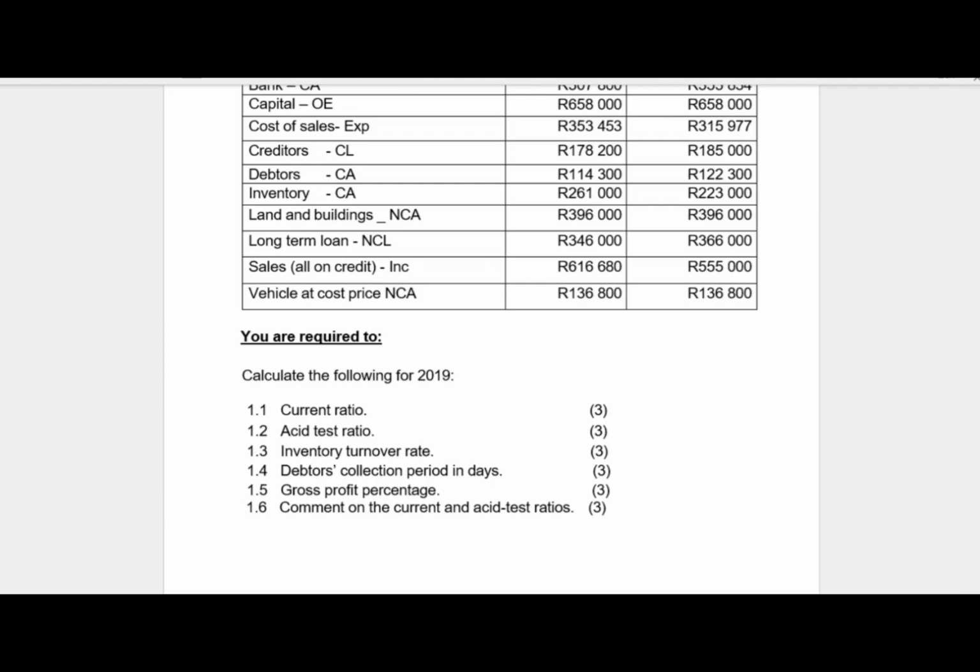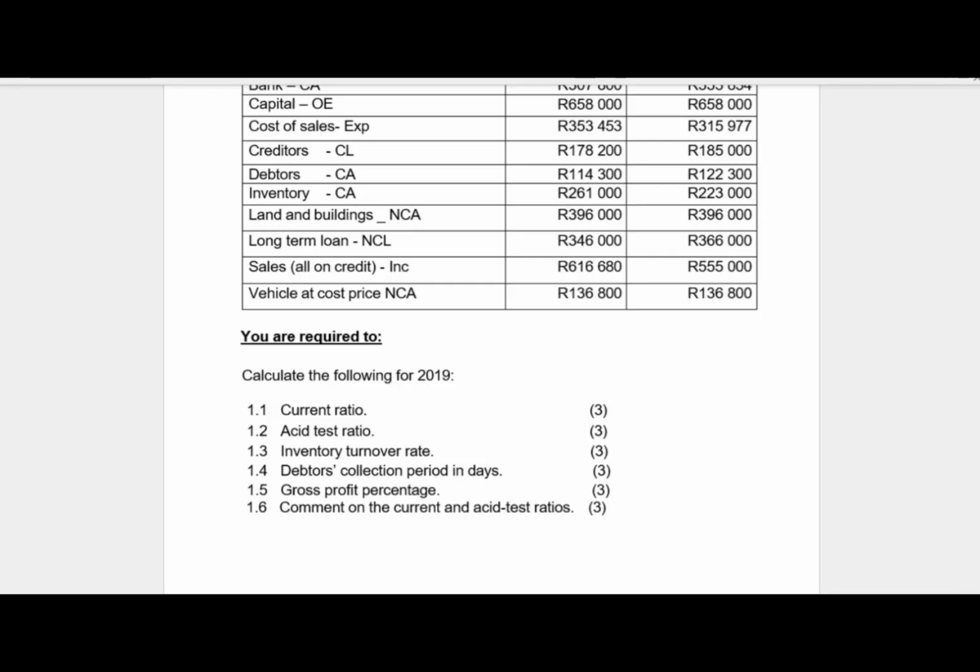You are required to calculate the following for 2019: current ratio, acid test ratio, inventory turnover rate, debtors collection period in days, gross profit percentage, and you are required to comment on the current and the acid test ratios. So let's see how we're gonna do this.